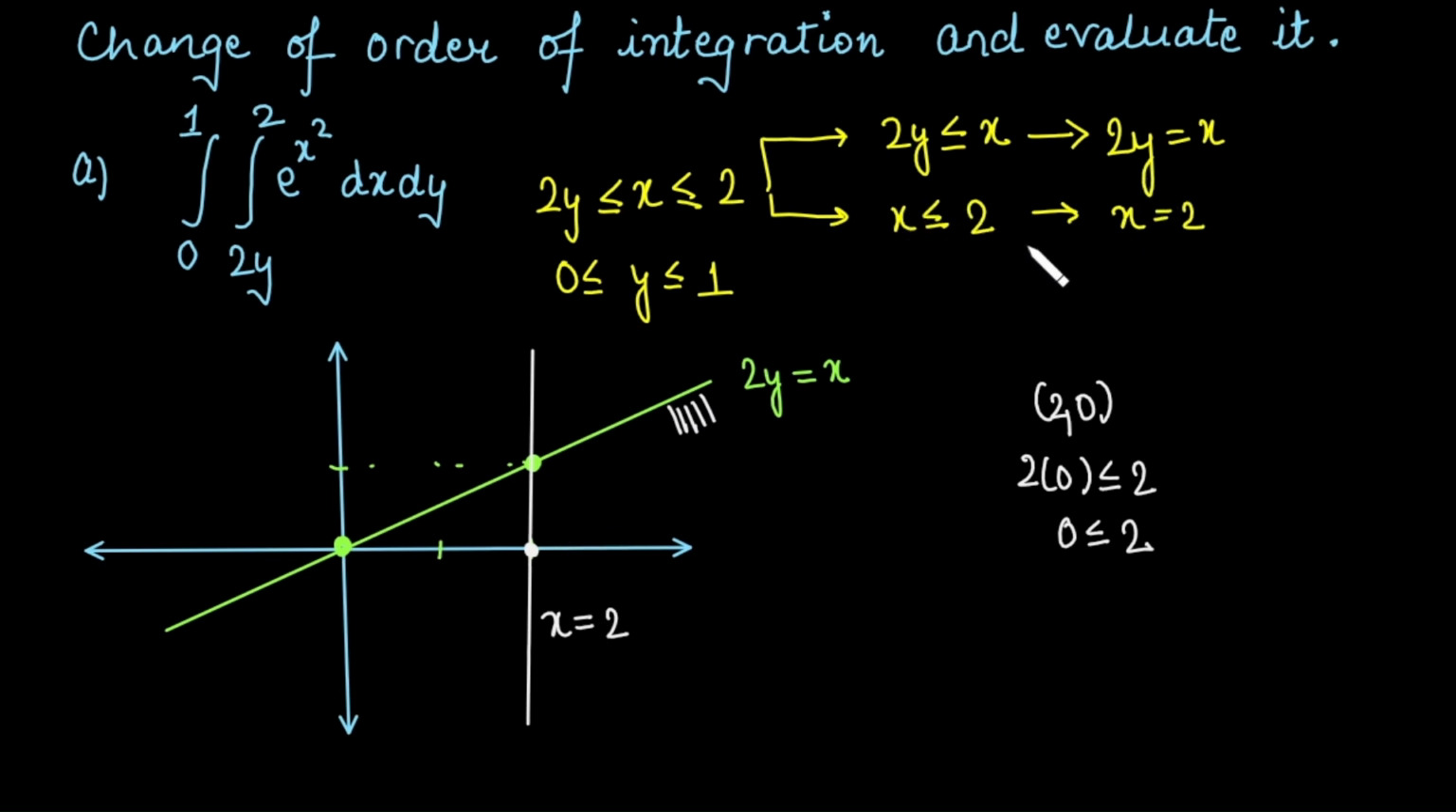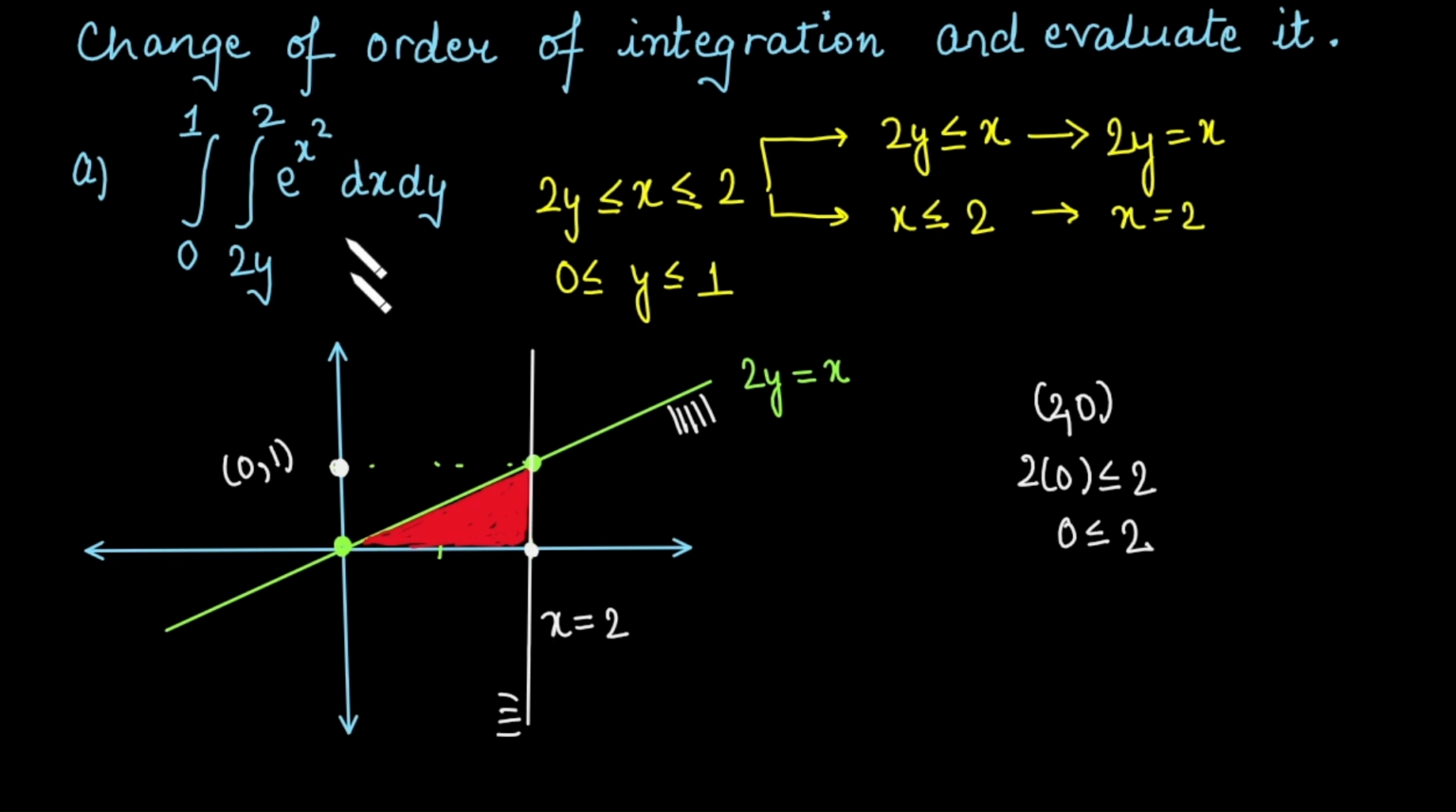Now what about this? x is less than or equal to 2 means the value of x is less than or equal to 2 towards this side. Now deal with the y. y starts from 0 till 1. So here we have taken the point 0, 1. So it means y lies in this region. According to this, we get the bounded region.